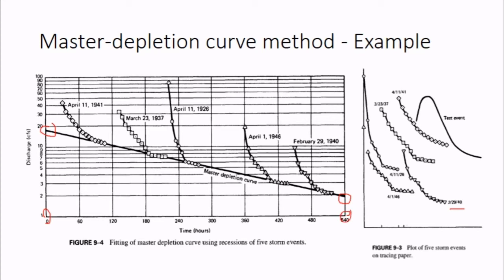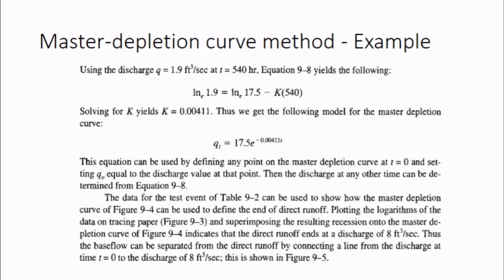Itong time na to, I think, parang 0 to 540, parang standard na ginamit ni McQueen or nung nag-develop nito. Kaya, yun din yung ginamit ko sa ibang example eh. Okay, so I don't know bakit hanggang 540 yung ginamit nila. Or bakit hindi na lang 0 hanggang 120 or 180. Okay? Yan. So ito, ang nakuha niyang value ng K is 0.0041 and then the master depletion curve equation or function is ito, discharge, tsaka meron kang time.